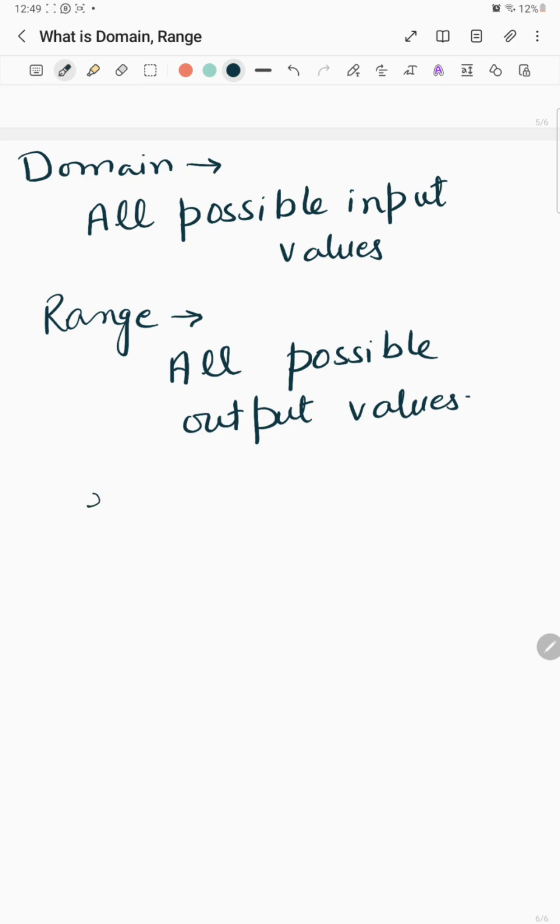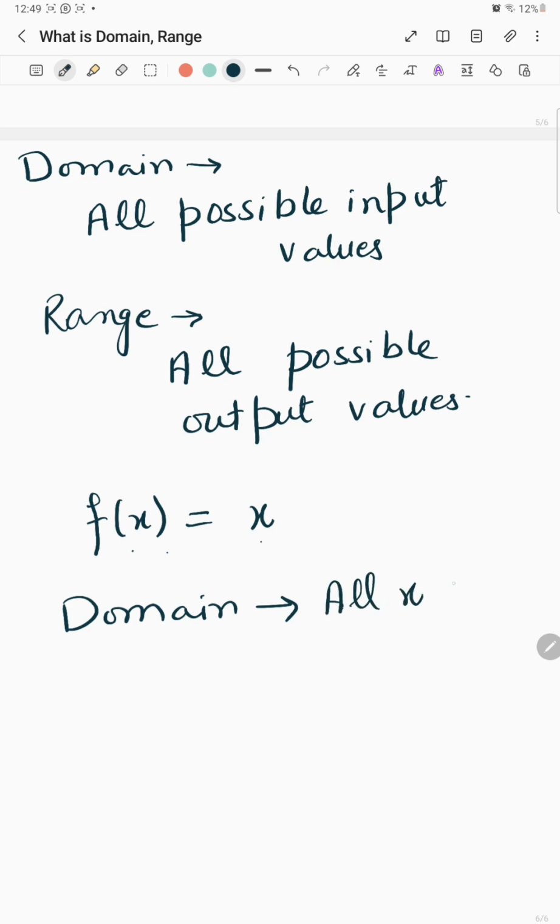Let's take an example. I have a function f of x which is equal to x. What will be the domain of this function? Domain will be all possible input values. So what are all the possible input values that we can put over here in the function f of x is equal to x? It is all x belongs to real numbers. Real numbers is the biggest set of numbers, and we can put any real number over here as the domain, as the input value. So domain is all x belongs to R.